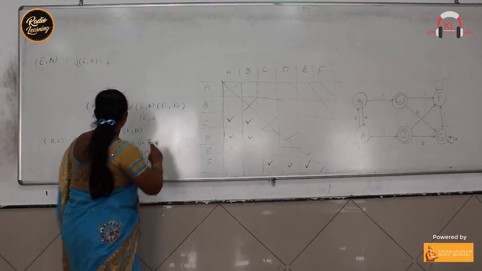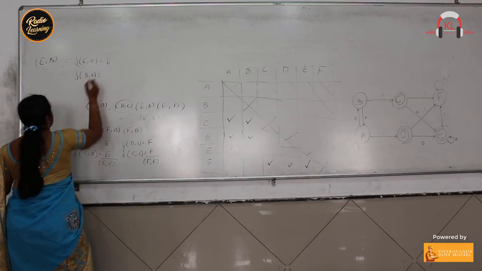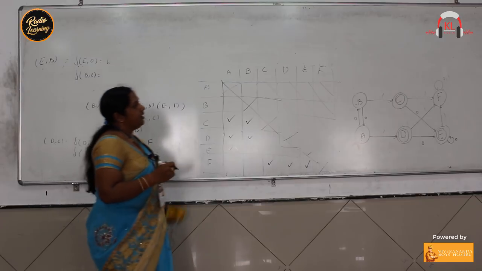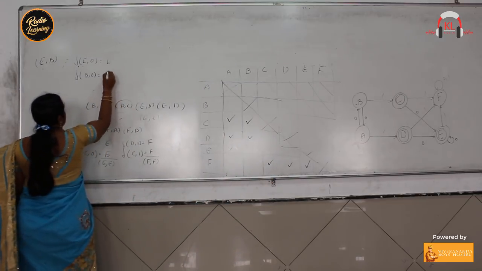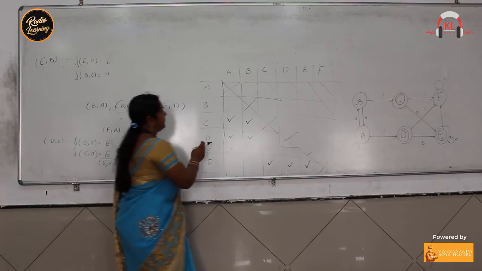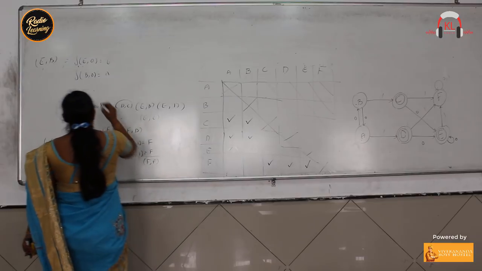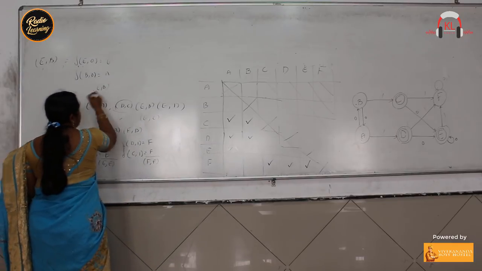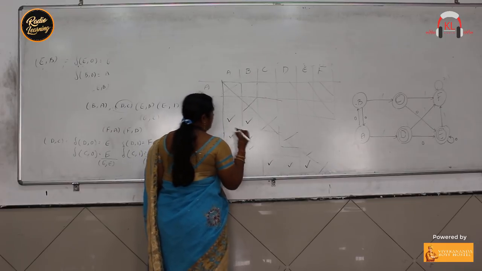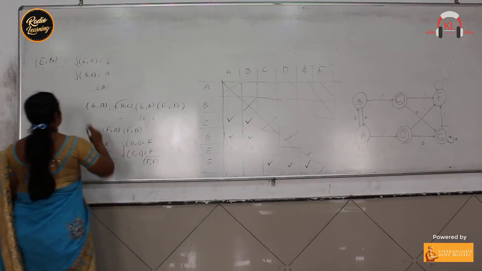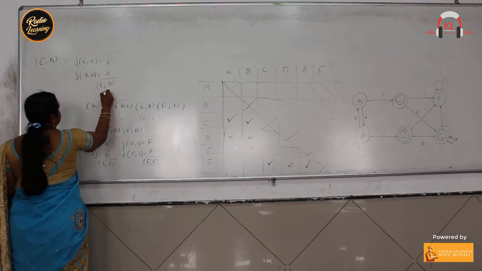Next, delta B comma 0. Where is it going? B after reading 0 goes to A. So E comma A: is there any such pair E comma A? Yes, it is there, and it is marked. So now you write that E comma B is marked. You can say that E comma B is marked because one of the resulting pairs, E comma A, is marked.